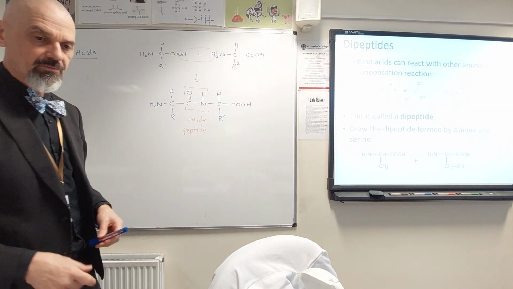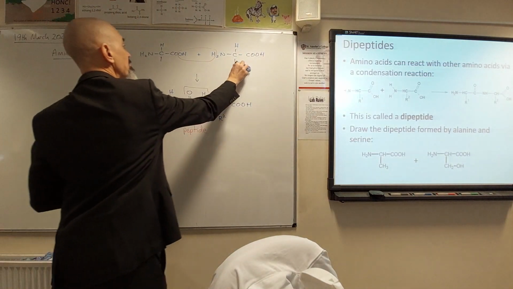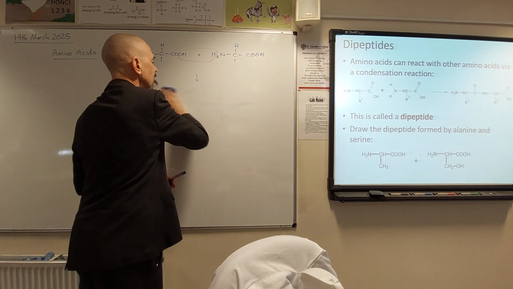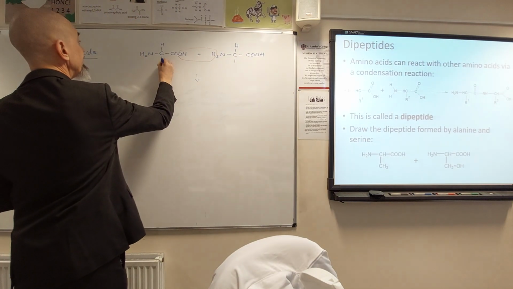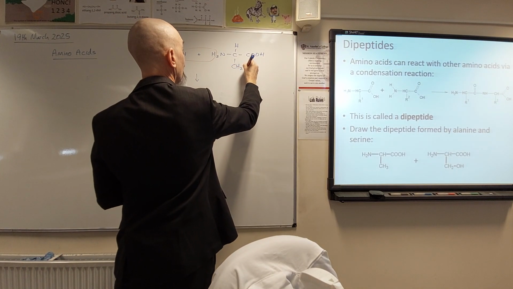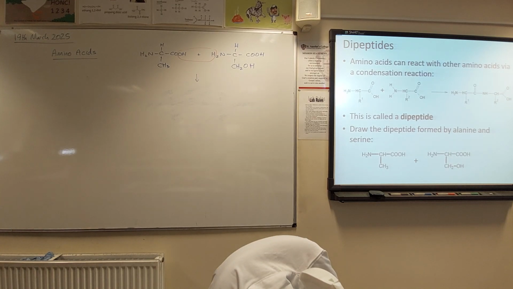So the question I've put on the sheet there is, draw me a dipeptide formed by serine and alanine. So alanine just has a CH3 there, and serine has an OH on there like that. So if you could just pause the video and draw me a dipeptide formed by alanine and serine.